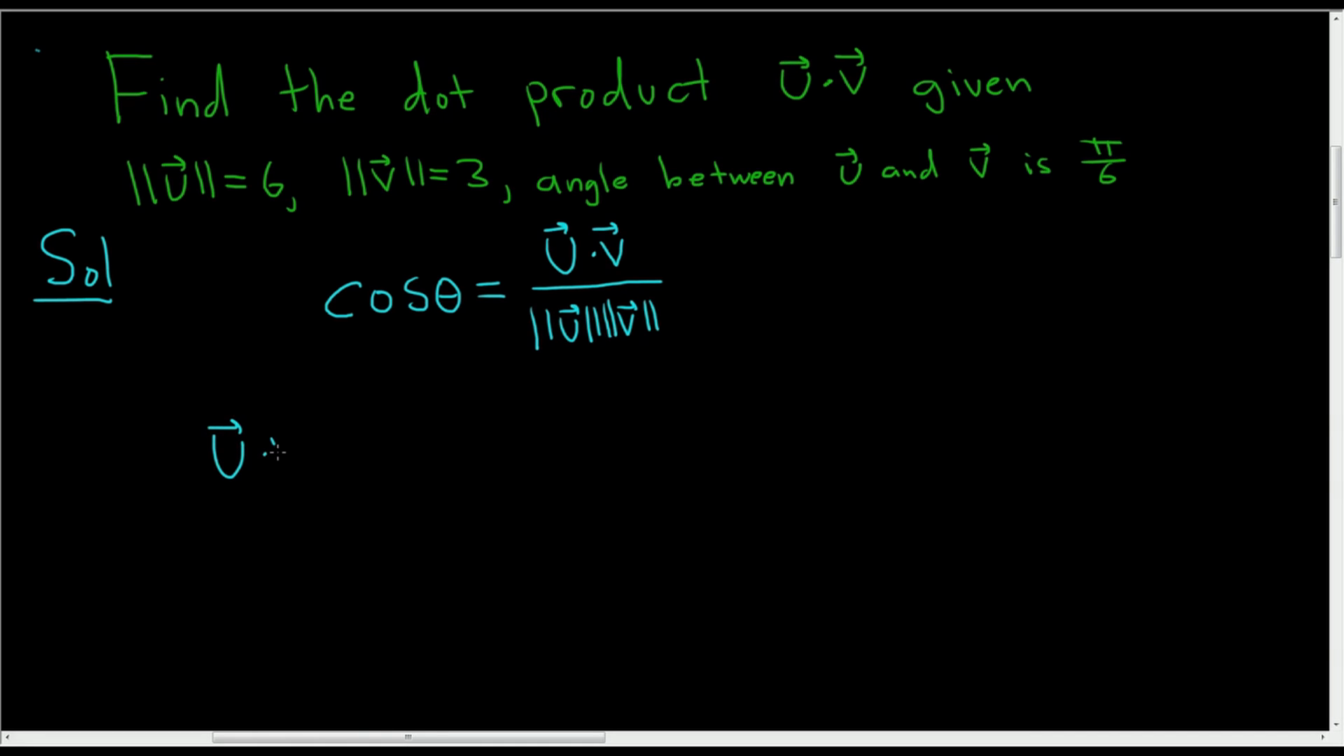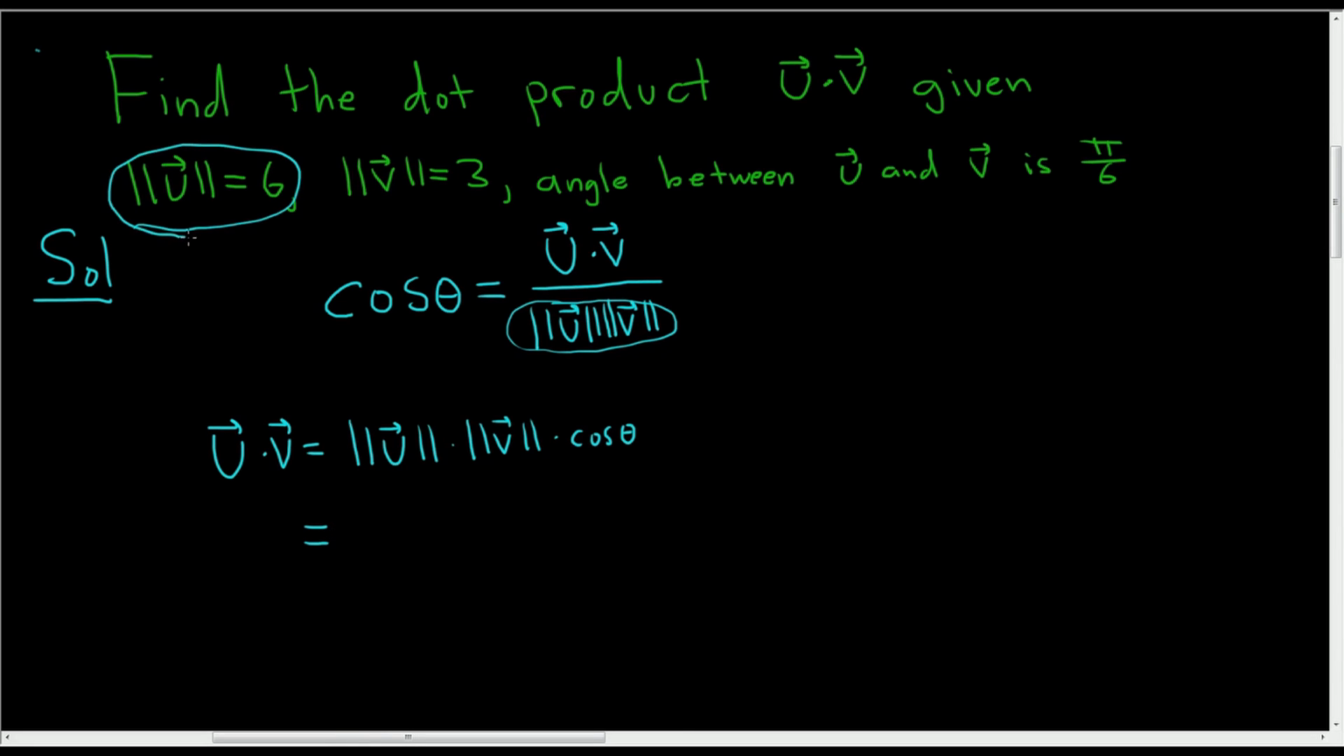So u dot v is equal to, well, if you multiply both sides by the denominator, you end up with the magnitude of u times the magnitude of v times cosine theta. And now we can just plug in all of the given information and we're done. So the magnitude of u is 6, so this is 6, times the magnitude of v, that is 3, so 3, times the cosine of theta, and we're told theta is equal to pi over 6.